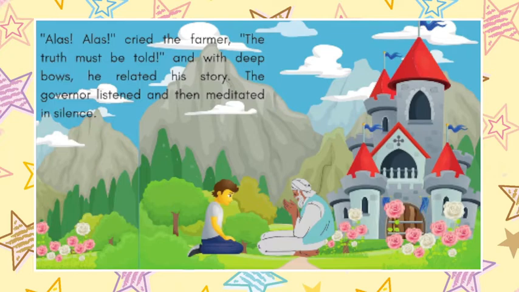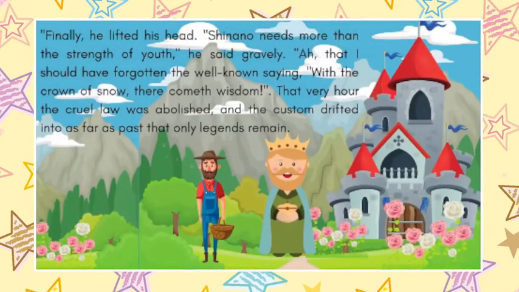The governor listened and then meditated in silence. Finally, he lifted his head. "Shinano needs more than the strength of a youth," he said gravely. "Ah, that I should have forgotten the well-known saying, 'With the crown of snow there cometh wisdom.'" That very hour the cruel law was abolished, and the custom drifted so far into the past that only legends remain.